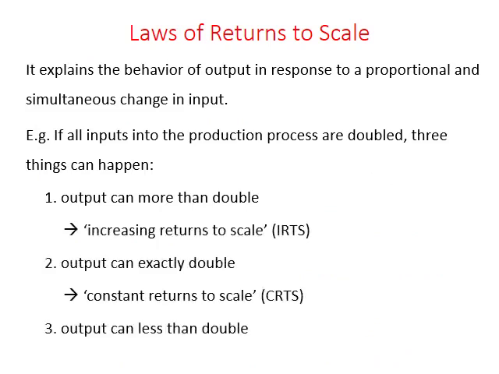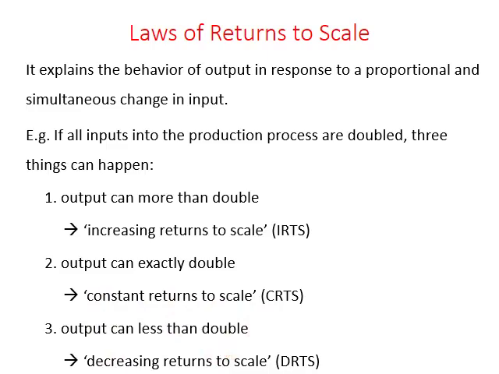Let us see some more detail about return to scale. Return to scale can be categorized into three. If all inputs into the production process are doubled, three scenarios can happen. The first is output can be more than double, so we call this increasing return to scale. And output can be exactly double. This can be called constant return to scale. And output can be less than double. That means decreasing return to scale.